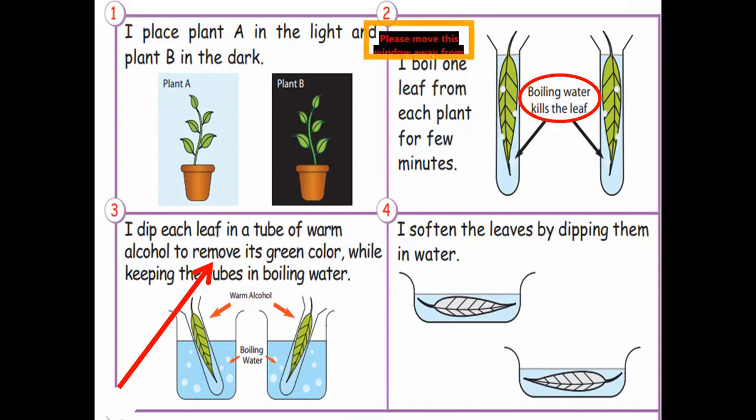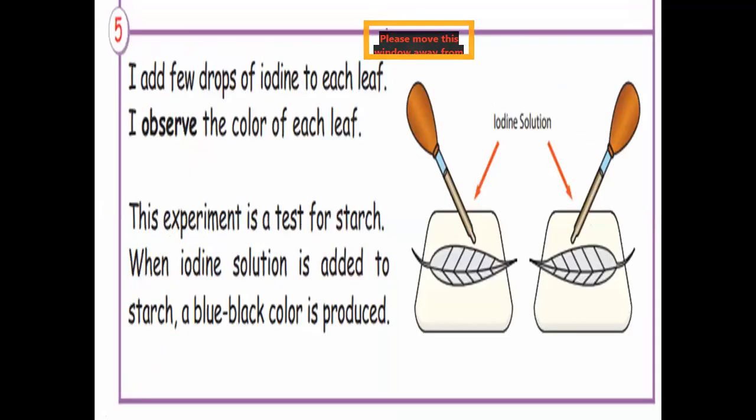Then we soften the leaves by dipping them in water in order to be straight, in a good shape. We dip them in water for a few minutes, and then we go to the iodine solution test. The iodine test, as you know, is done to test the presence of starch.